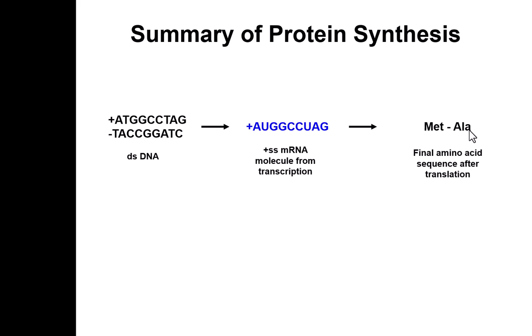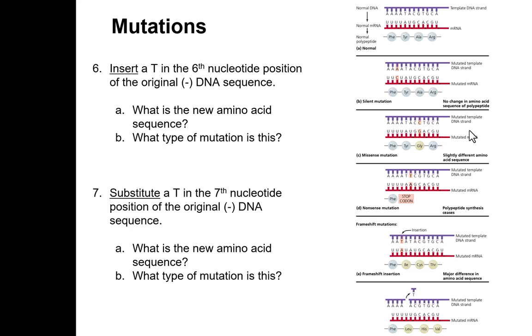The rest of this activity deals with mutations. And I'm not going to go into detail, but I just want to point out that the two questions ask you to do two different things. So number 6 asks you to insert a T in the 6th nucleotide position. So insertion is kind of like, I'm looking up, in the figure in the book, that's kind of like a nonsense mutation. Oh, I'm sorry, no, it's not. It's a frame shift mutation.